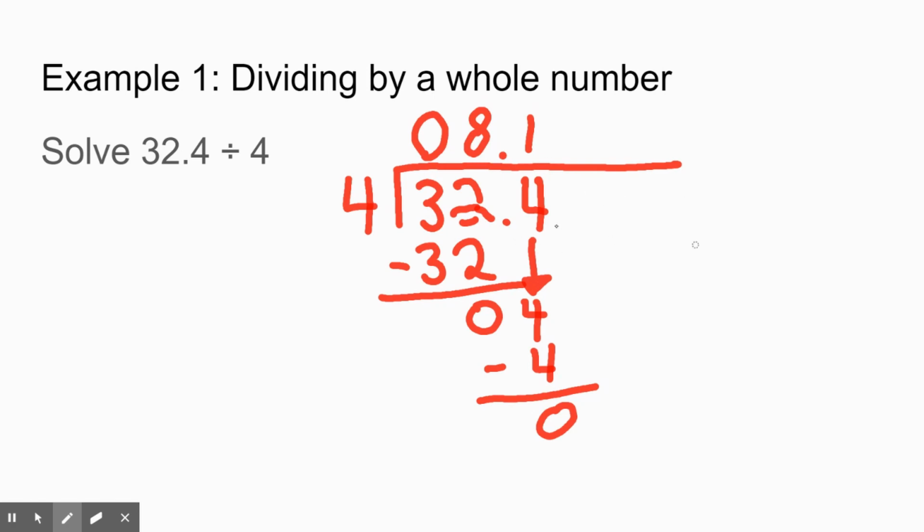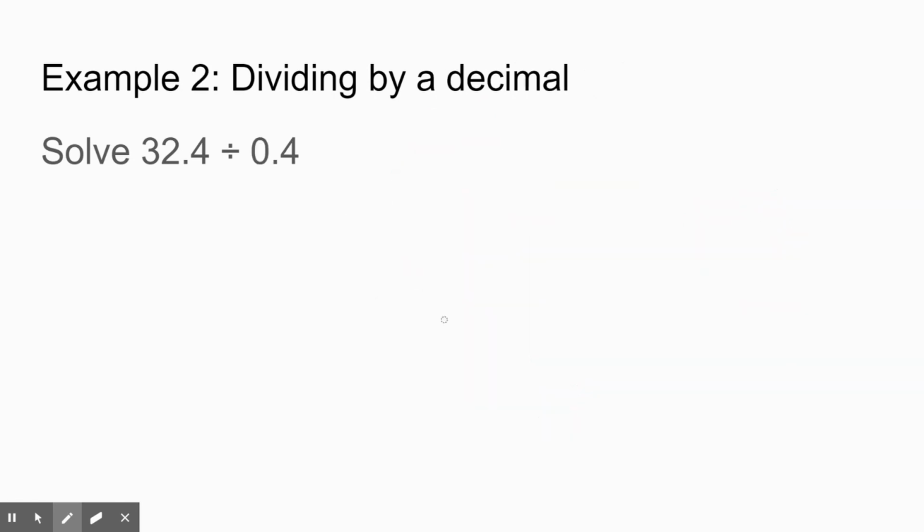Our solution to this problem is 8.1. If you happen to be doing this with a piece of paper, I would write that down because that might be relevant for the next problem. In the next example, we're going to talk about what happens if your divisor is a decimal or has a decimal value as well. So we would again start off the problem like we normally do.